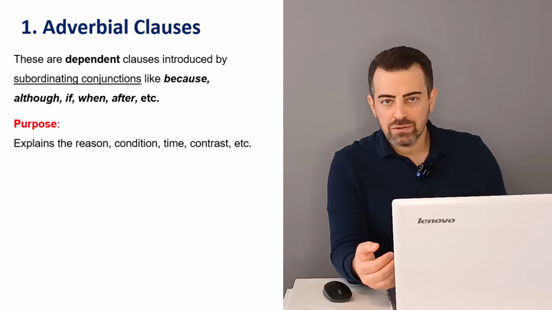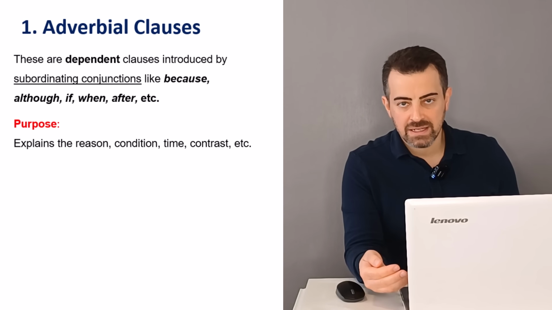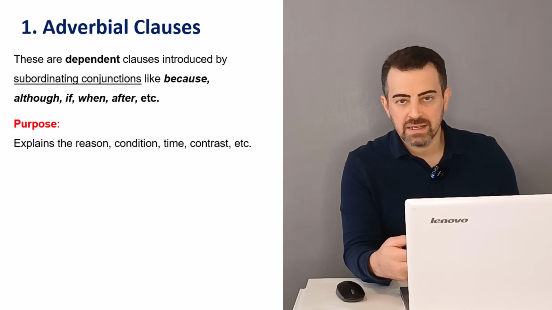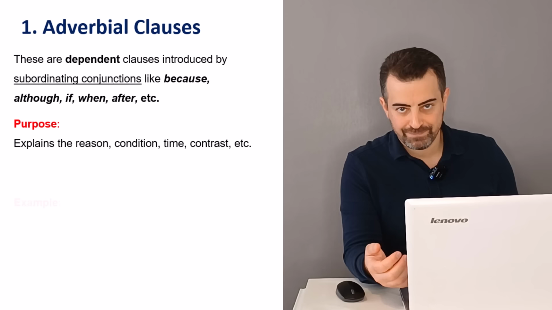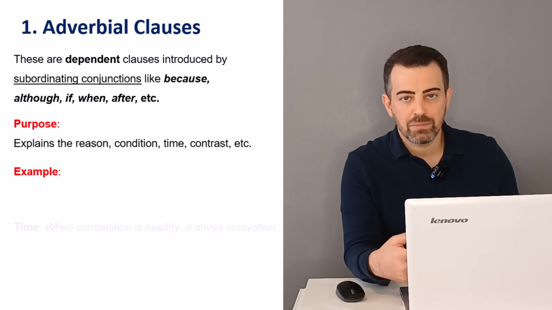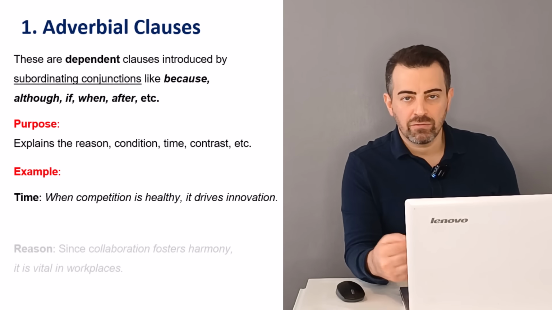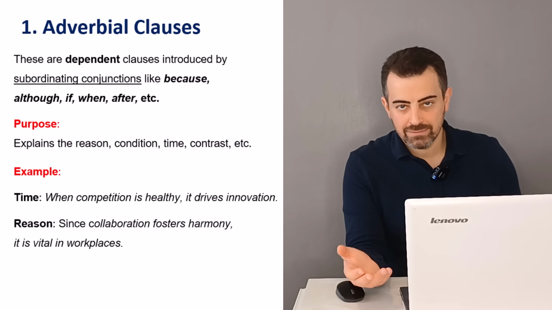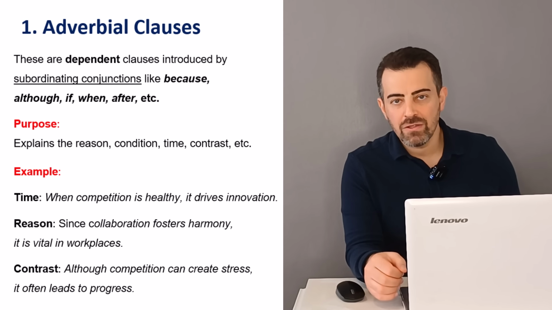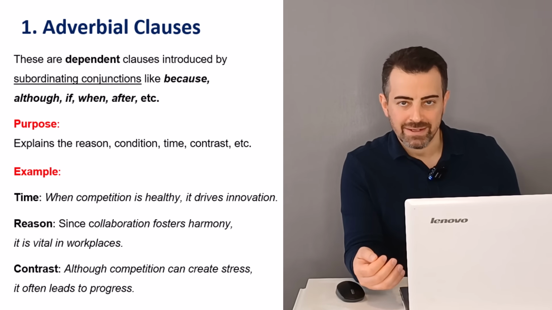You already know how to use most of them, but we need to make sure to use them in our IELTS writing as often as possible, because they can showcase your ability in using a variety of structures. Let's give you some examples. For example, time. When competition is healthy, it often drives innovation. Reason. Since collaboration fosters harmony, it is vital in workplaces. Contrast. Although competition can create stress, it often leads to progress.